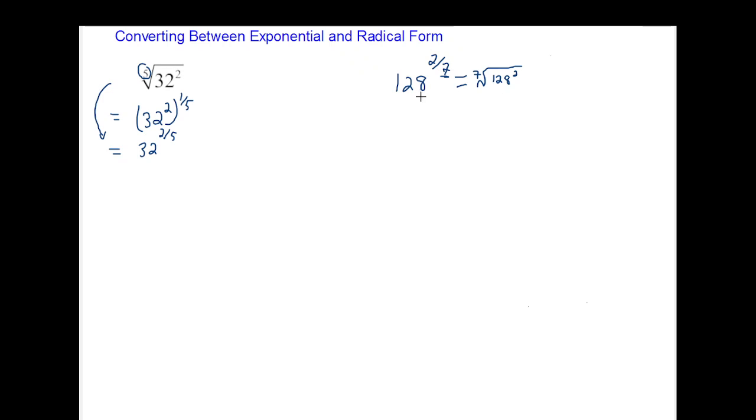Or we could say that 128 to the 2/7 is the same thing as the 7th root of 128, and then we square that result. And again, the nice thing here is if you do it this way, the numbers might be a little bit smaller. So the 7th root of 128, you can do that on your calculator, and you should get 2, and we get a squared out here. So we get an answer 4.